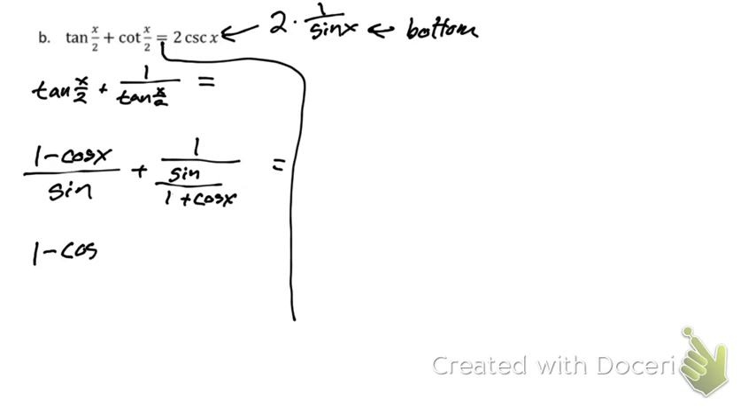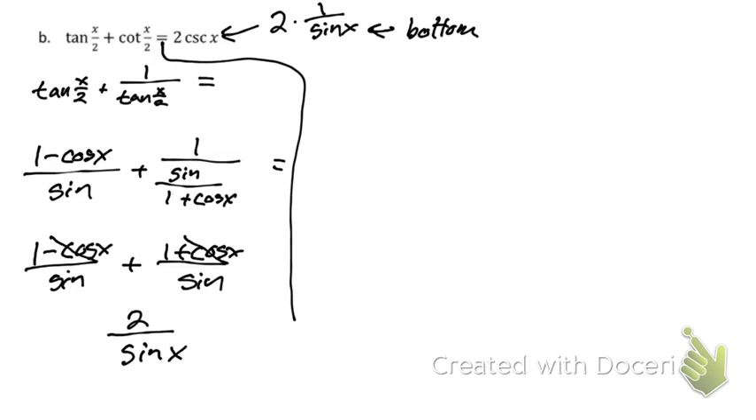Well, now rewriting this, we're going to have 1 minus cosine x over sine plus 1 plus cosine x over sine, since it is a reciprocal. Note your cosines will cancel out, and you'll be left with 2 over sine x, which is equal to that. Super easy problem if you pick the right one. If you pick the wrong one, you will not be able to solve it. So these are really just look at the right-hand side to tell you what to do. You got 3 paths to go down. There's only one that works.